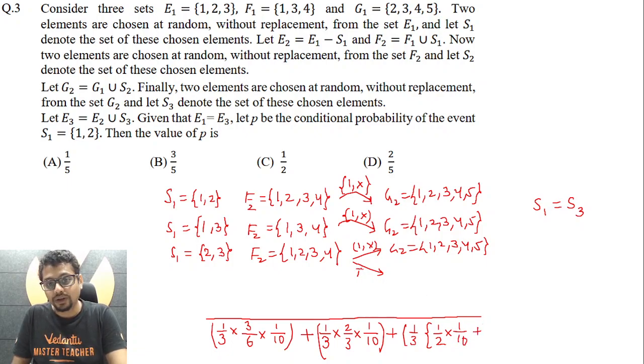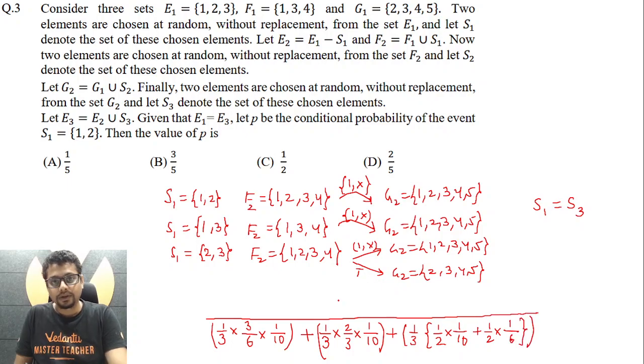Now, if 1 does not get selected, that means any of the two elements of these 3 elements, 2, 3, 4 should get selected. 3C2, 3, divided by 4C2, which is 6. So again, half possibility, in which case G2 would be 2, 3, 4, 5. Now, S3 should be 2 comma 3 only. So the number of favorable outcomes being 1 and total number of outcomes being 4C2, which is 6. So basically we have covered all possibilities, all cases related to E1 equal to E3.